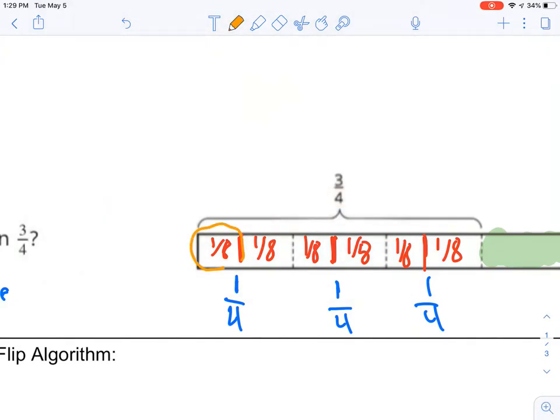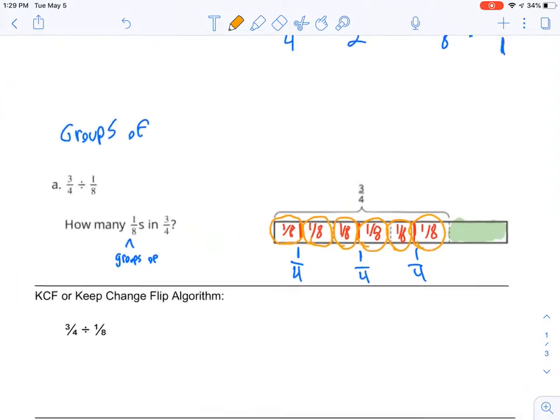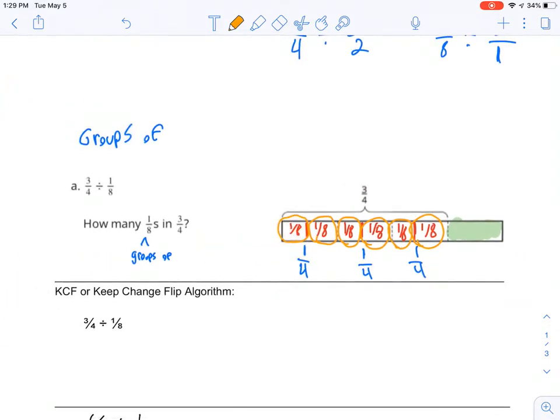So we have one group of 1/8, two groups of 1/8, three groups of 1/8, four groups of 1/8, five groups of 1/8, six groups of 1/8. So if we were to divide 3/4 by groups of 1/8, we'll notice that six groups of them fit inside, okay? Six whole groups, six groups, okay?